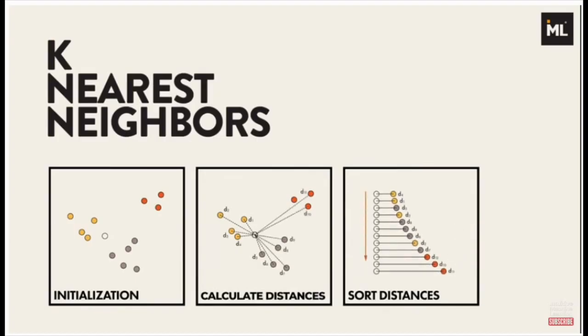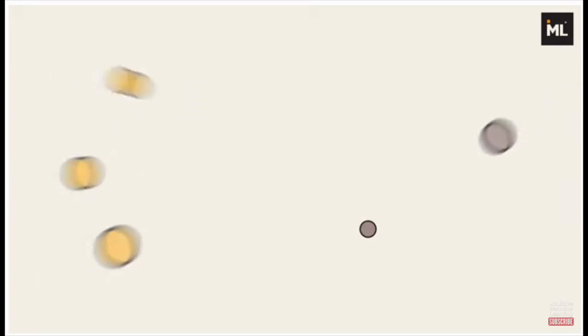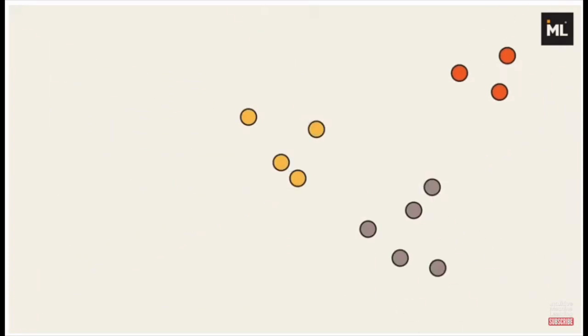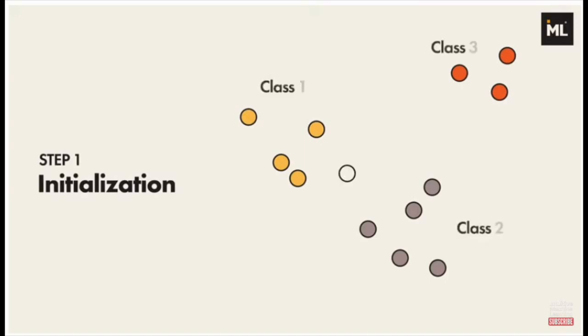K-nearest neighbor is a super simple supervised machine learning algorithm that can be solved for both classification and regression problems. Here is a simple two-dimensional example for you to have a better understanding of this algorithm. Let's say we want to classify the given point into one of the three groups.